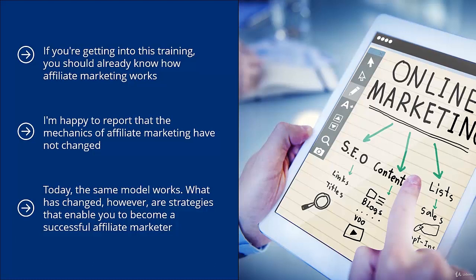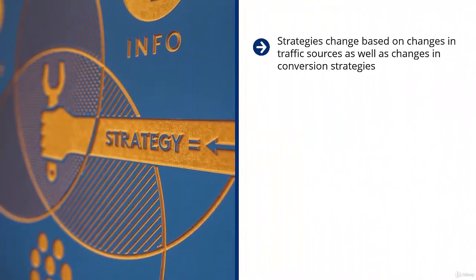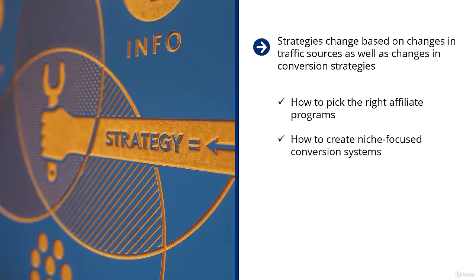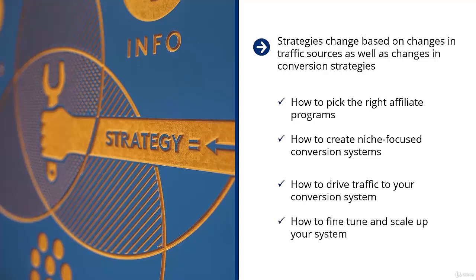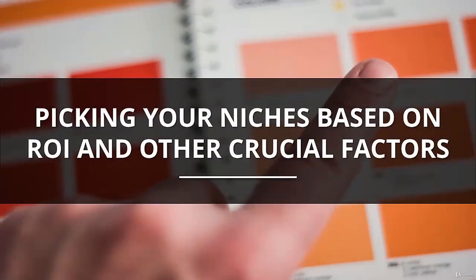You have to use modern affiliate marketing strategies. Strategies change based on changes in traffic sources as well as changes in conversion strategies. This training teaches you critical affiliate marketing strategies involving the following key decisions: how to pick the right affiliate programs, how to create niche-focused conversion systems, how to drive traffic to your conversion system, how to fine-tune and scale up your system. The videos that follow will step you through these key decisions, picking your niches based on ROI and other crucial factors.